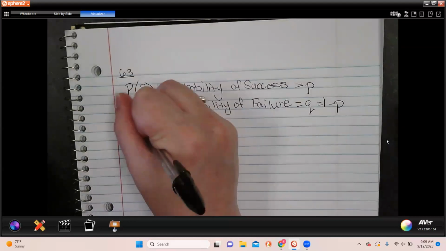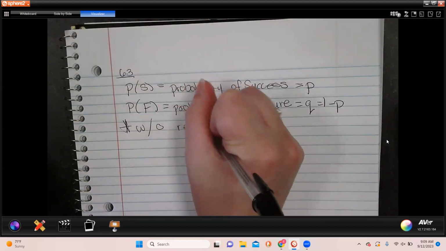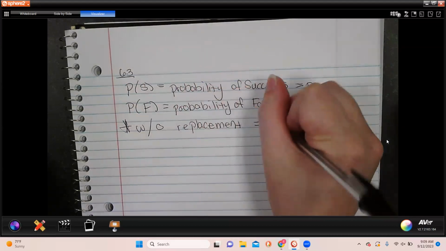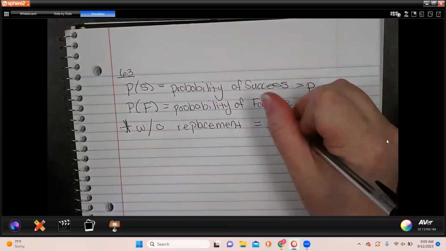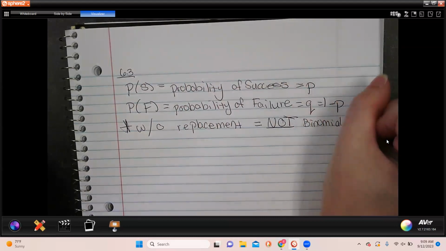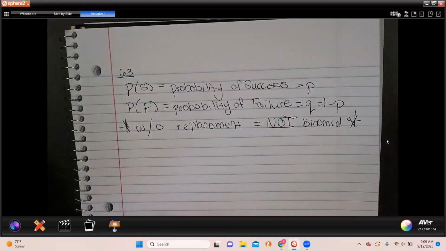Just another mark. Make sure if it's without replacement, then it is not binomial. That's a pretty obvious thing to see because I'll have to say without replacement in the question. So it's pretty obvious this doesn't work.